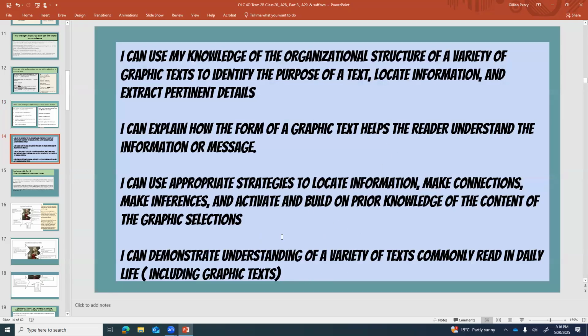Okay, so all of these are relating to what we're able to do as we read a graphic text, using our knowledge of the organizational structure of a graphic text, explaining how the format helps us understand the message, using appropriate strategies to locate information, make connections, make inferences, activate and build on prior knowledge, and basically demonstrating your understanding of a variety of graphic texts.